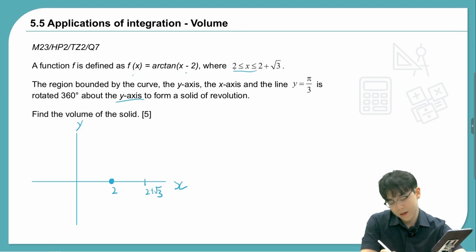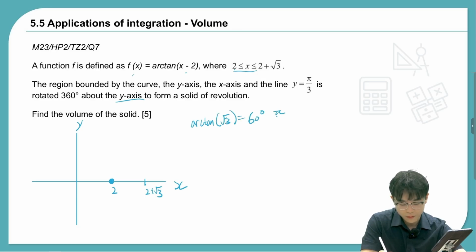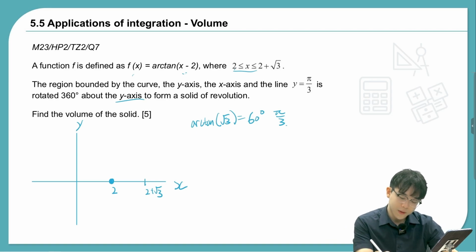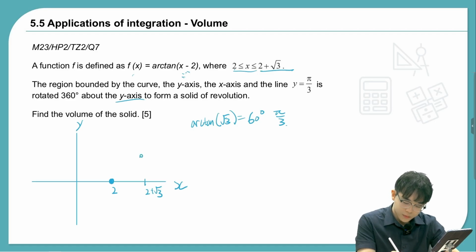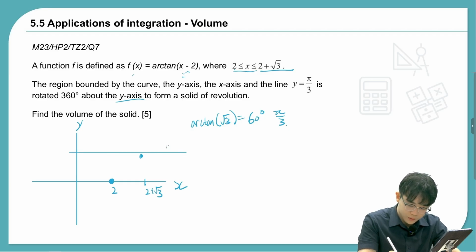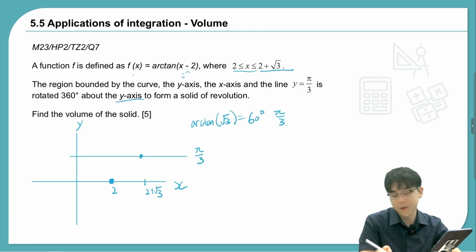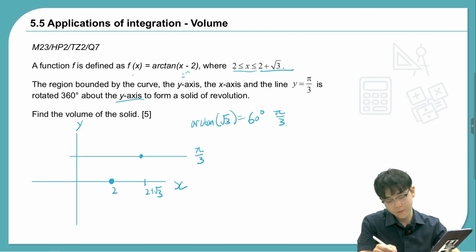So for a typical arc tangent, if we were to have root 3, it would give us 60 degrees, right? Or pi over 3. But since the whole thing is shifted, right? If you put in x equals 2 plus root 3, that's going to be pi over 3. So this point, right, is going to be y equals pi over 3. Because if you put in x equals 2 plus root 3 there, we get arc tangent of root 3, which is pi over 3.